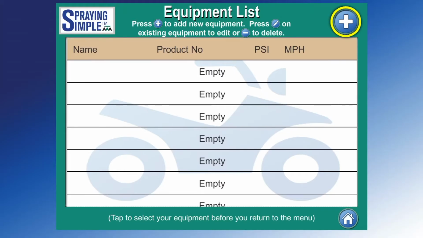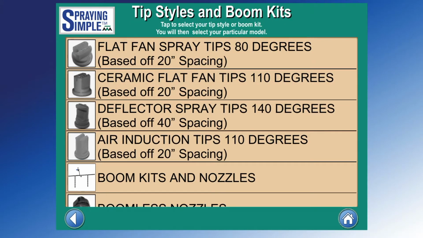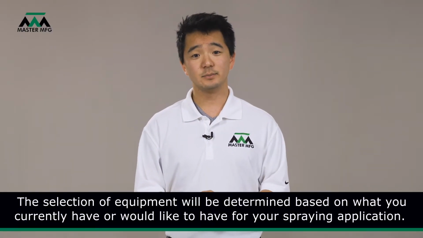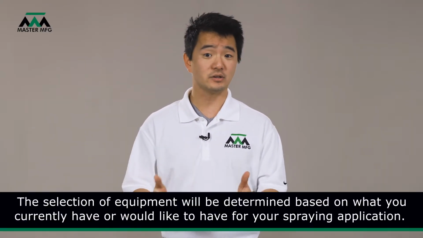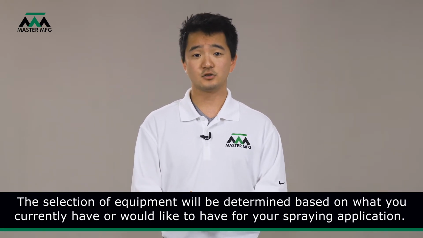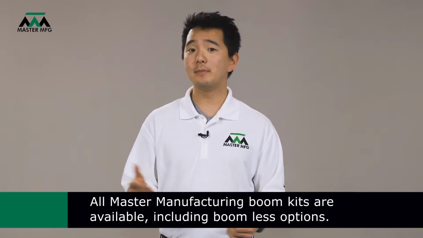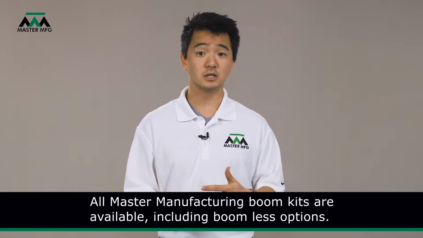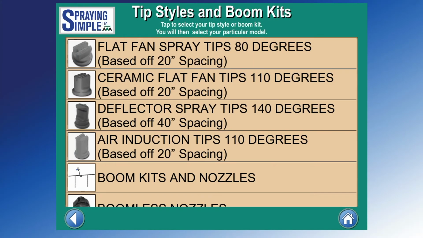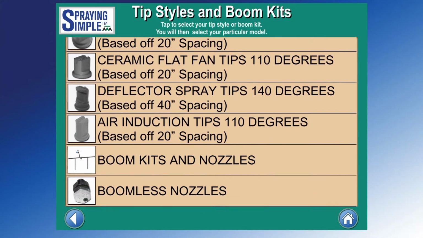The first step in the Master Manufacturing Spraying Simple app is to determine what type of equipment will be used. Click on the plus sign in the upper right-hand corner to start selecting the spraying equipment you will be using. Here you can pick from a variety of nozzles and Master Manufacturing boom and boomless kits. The selection of equipment will be determined based on what you currently have or would like to have at your spraying application. Nozzles available to choose are from a flat fan, ceramic flat fan, deflector, air induction, and boomless nozzles. All Master Manufacturing boom kits are available, including boomless options. Overall, a wide range of spraying equipment can be chosen.